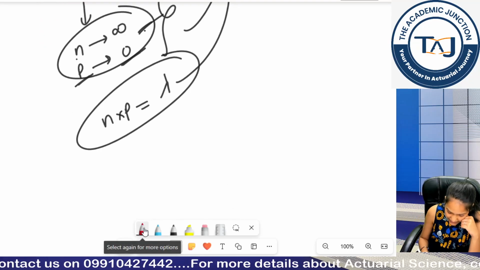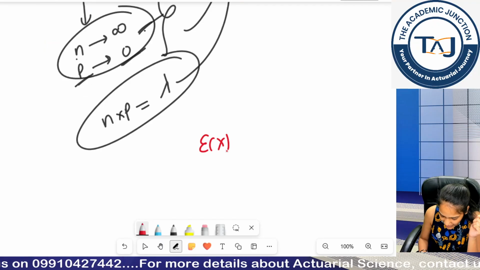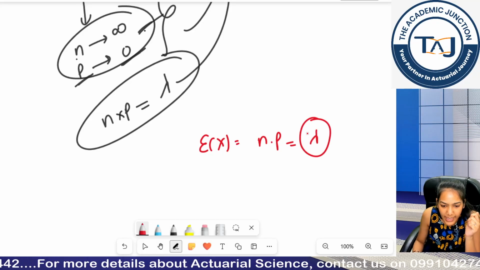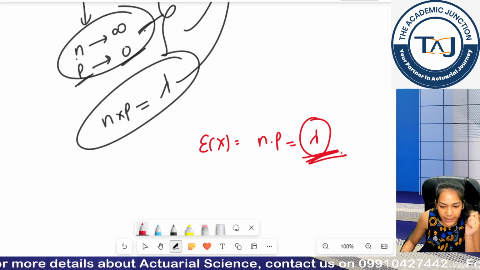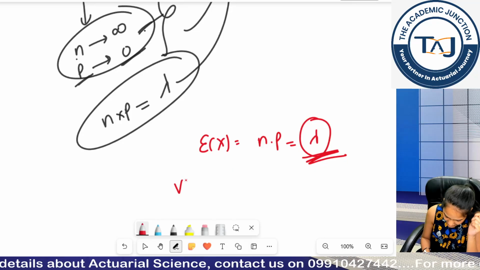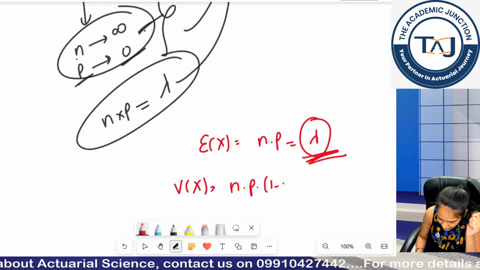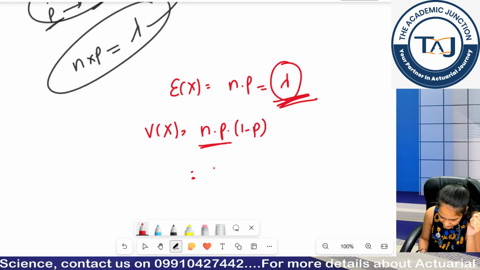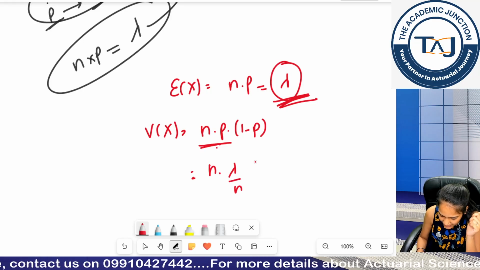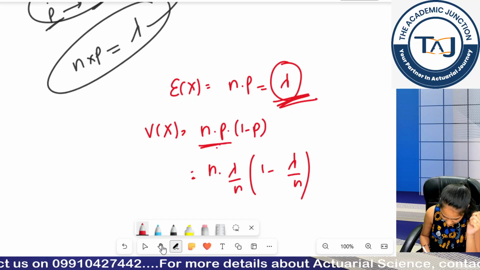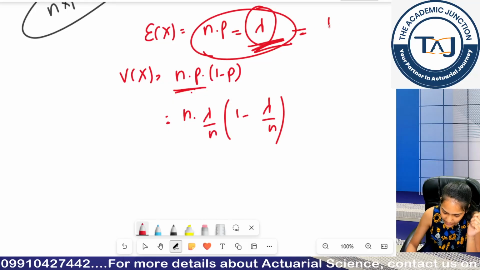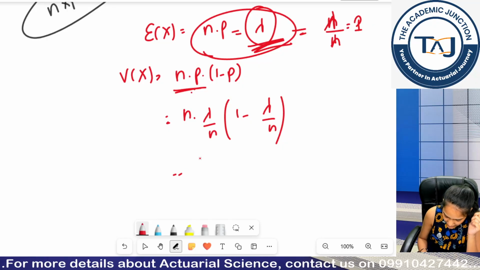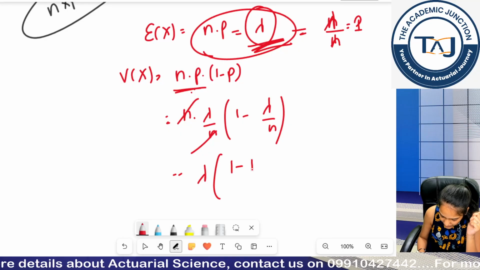Okay, now let us derive the mean and variance. The mean of the binomial distribution was n into p, and I have said n into p is my lambda. So the mean of my Poisson distribution is basically lambda only. Coming to variance, variance was n into p into 1 minus p. I can write my p as lambda by n, since lambda by n is equal to my p. Similarly here, n and n cancel out, and I have 1 minus lambda by n.